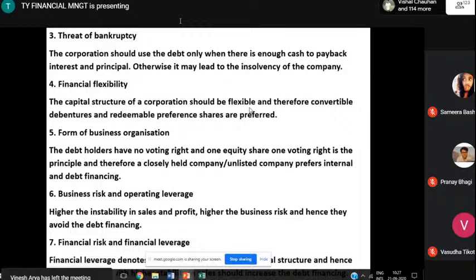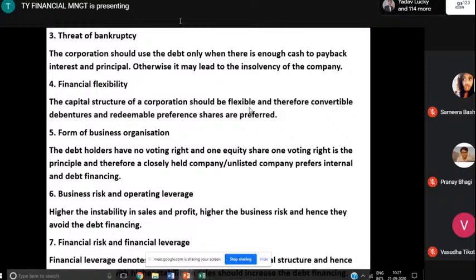Repeat: higher the instability in sales and profit, higher the business risk, and hence they should avoid what financing? They should avoid debt financing. Right? Yes. Okay. Next.